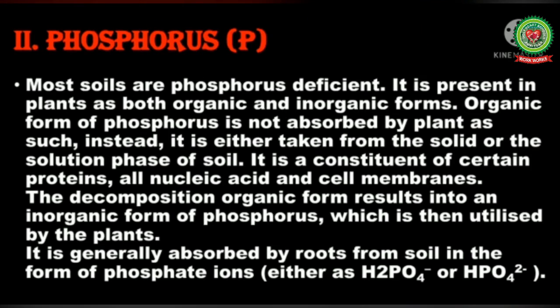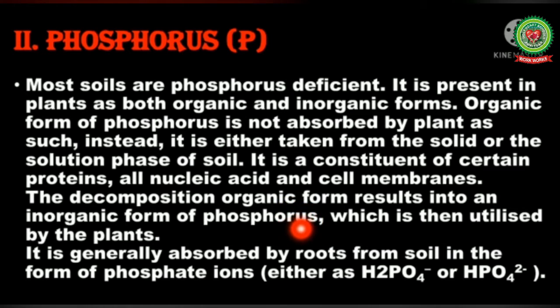Next is phosphorus. Most soils are phosphorus deficient. It is present in plants as both organic and inorganic form. Organic form of phosphorus is not absorbed by plants as such. Instead, it is either taken from the soil or solution phase of the soil. It is the constituent of certain proteins, all the nucleic acids and cell membranes. The decomposition of organic form results into inorganic form of phosphorus.